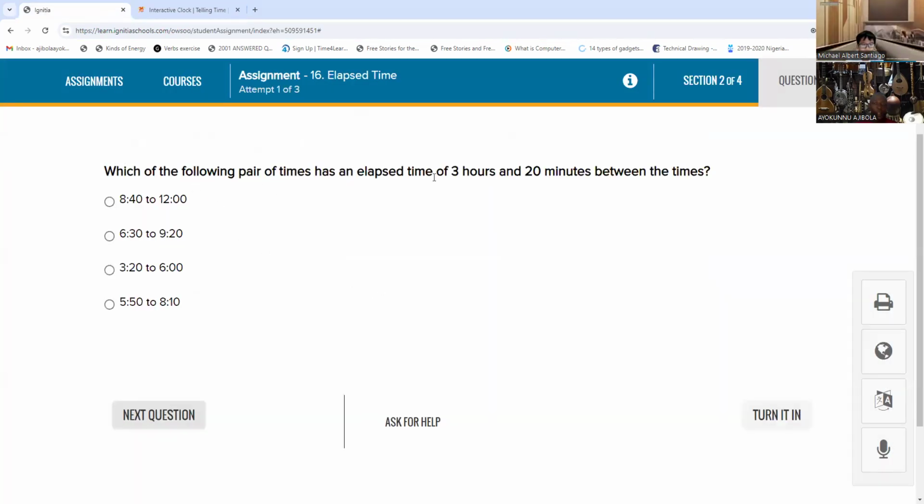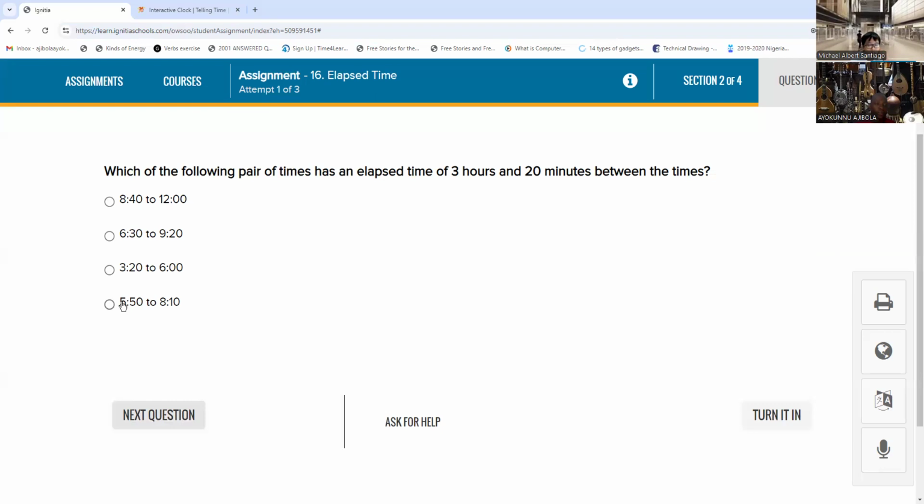Then which of the following elapsed times has 3 hours, 20 minutes between them? So let's see. From 8 to 12:40, that's 9, 10, 11, 12, that's 4 hours. 6 to 9, let's see. 6, 7:30, 8:30, 9:30. That's 3 hours. But this is 9:20. So 3:20 to 6:20. So that's 4:20, 5:20, 6:20.